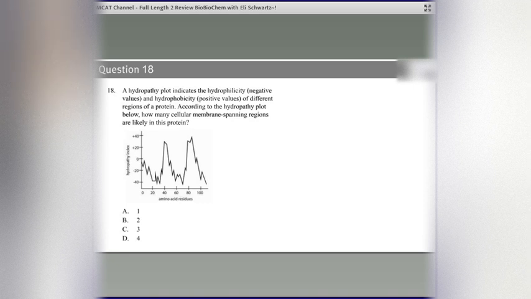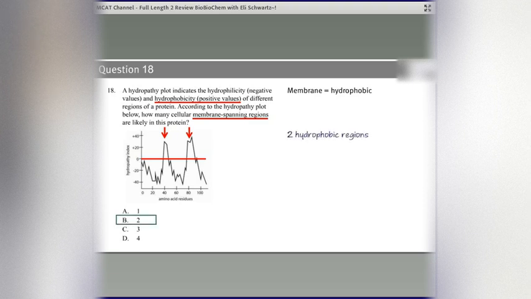the graph, it actually mentions positive values and negative values in the question stem. So if we're looking for membrane spanning regions, then we're looking for that hydrophobic region set, and everything positive, they tell us, is hydrophobic. So we have two regions that are above the axis. Done. It's choice B. But this is really a conceptual question.